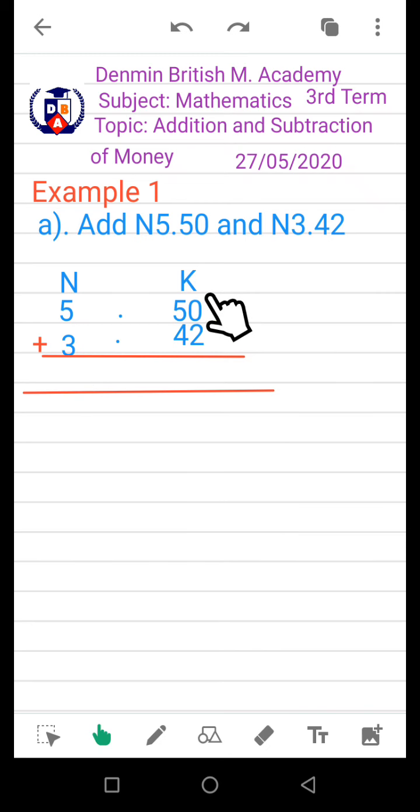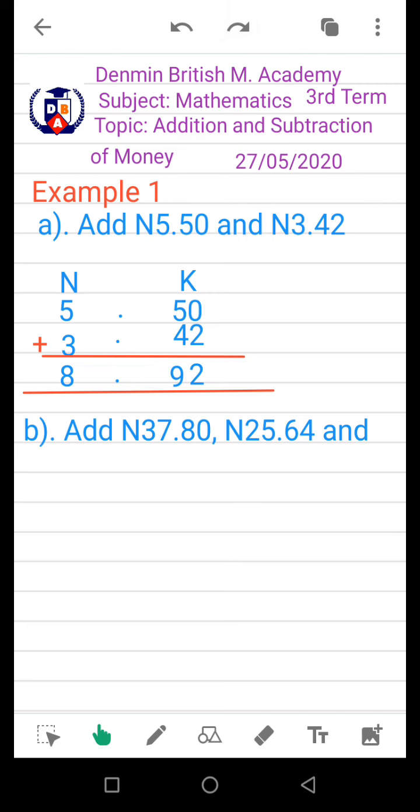So now let's add: 0 plus 2, what do we have? 2. Then 5 plus 4, what do we have? 9. Then 5 plus 3. We'll put our point there. What we have? 8. Good. So what we have is 8 naira 92 kobo. Let's see our next example.